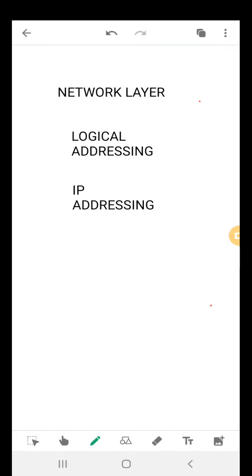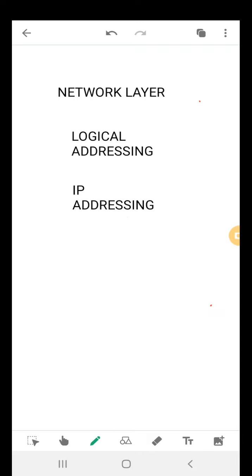Hello all. Now we are going to see one of the important functions of the network layer, that is logical addressing or IP addressing. This is used to assign an IP address to the device that gets connected to the internet. And in the internet, every device needs to be uniquely identified, and that will be done by using this IP address.